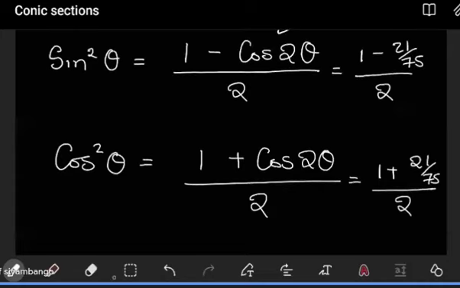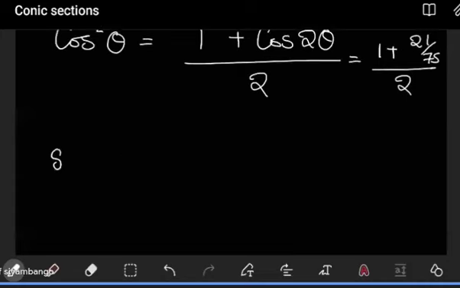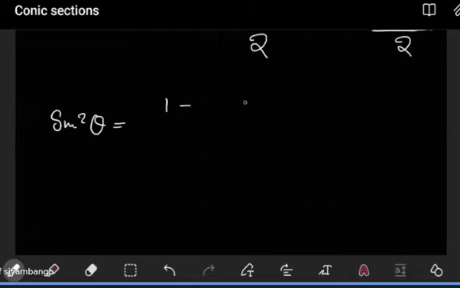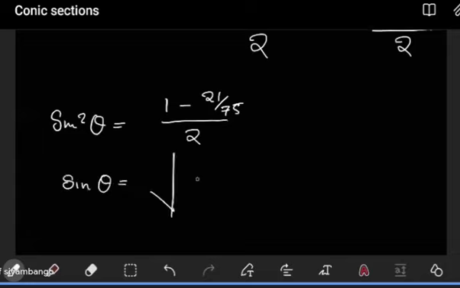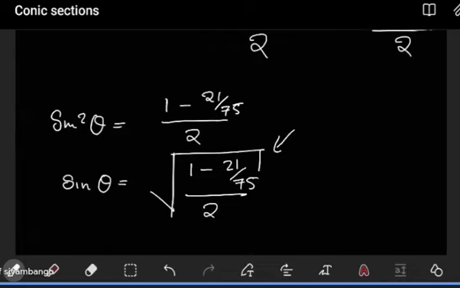So what this implies is that since we're saying that you have sine squared theta is equal to 1 minus 21 over 75, over 2. To get just sine theta, you would have to square root both sides. So sine theta will be equal to the square root of 1 minus 21 over 75, over 2. You'd have to simplify this into a single fraction and then introduce the square root there as well so that you can write it properly.